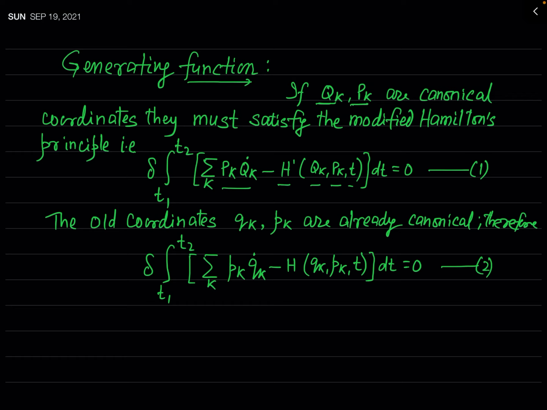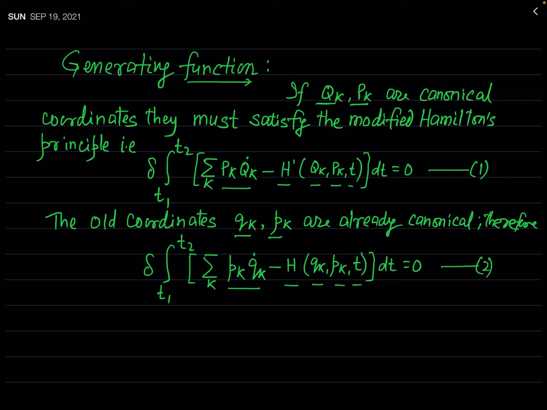But you know that the old coordinates, that is small qk and small pk, are already canonical because they satisfy Hamilton's canonical equations of motion. So they are already canonical, and so definitely they satisfy Hamilton's variational principle. So for these coordinates, you can write Hamilton's modified variational principle in this way, that is delta integral T1 to T2 summation over K PK QK dot minus H of QK PK T dt equal to 0.